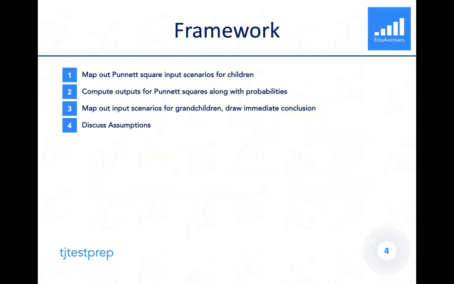All right, before we solve this problem, we can begin by creating a framework. Our first step is to map out Punnett square input scenarios for all of the children. The second step is to compute the outputs for these Punnett squares, along with the associated probabilities that each of these outputs might occur. The third step is to map out the scenarios for all the grandchildren, so this is the step after the initial children, and draw an immediate conclusion from that. And finally, we can discuss assumptions that went into solving this problem and any contextual elements.